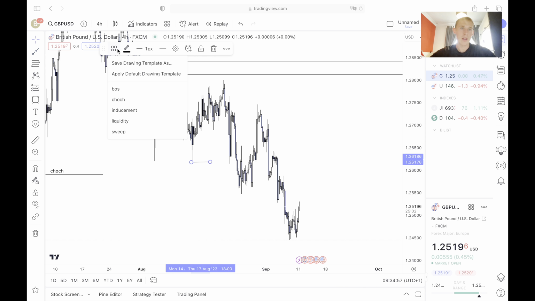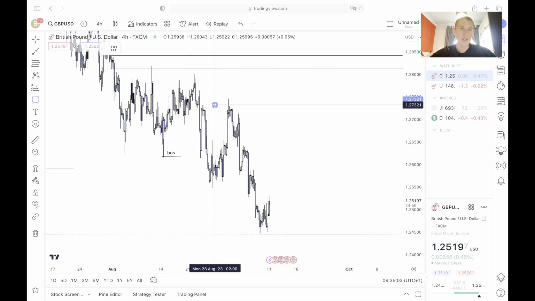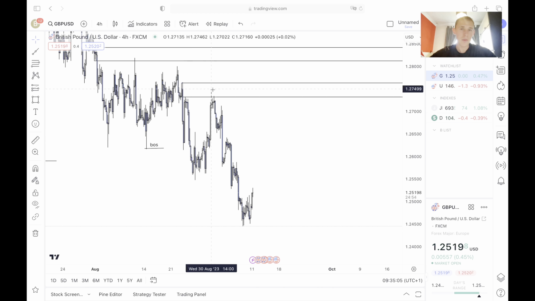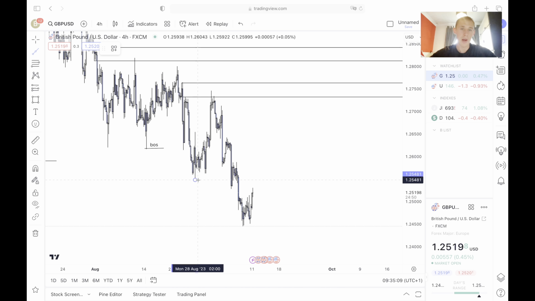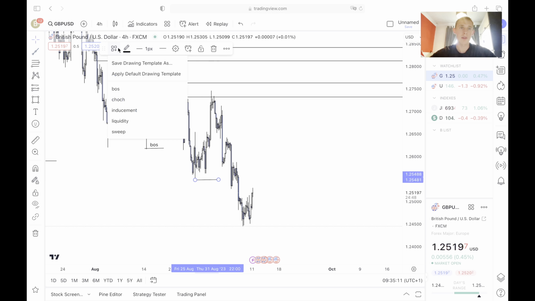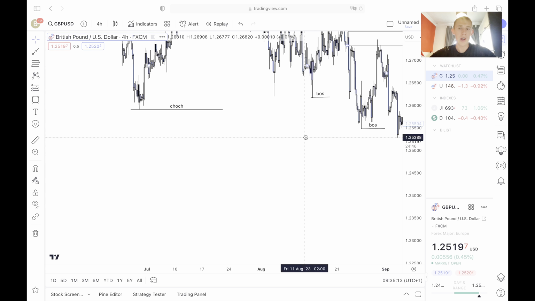Price then pulls back into this area of supply. We then get that push down, breaking this low as well. So that's another break of structure. And currently price is not really reacting from any significant areas, so we are not expecting a reversal just yet.